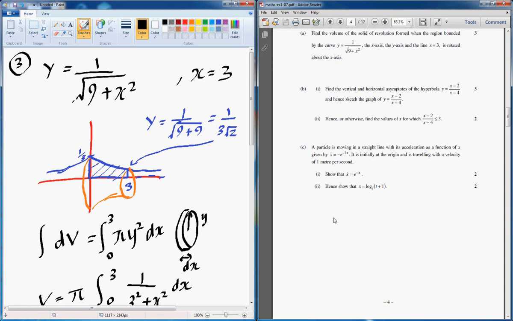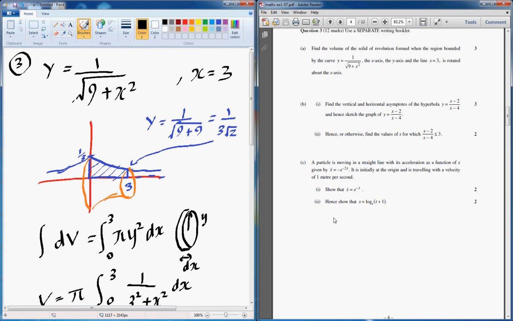Alright guys, so we are up to question 3. I did do this question before, but my video stuffed up, so I'll redo this. Okay, the question is, find the volume of revolving this function about the x-axis with the boundaries of the y and x-axis, and that's a little graph that I sketched.